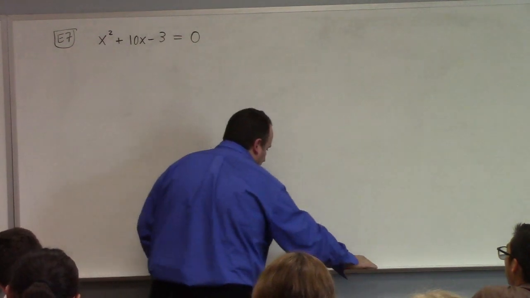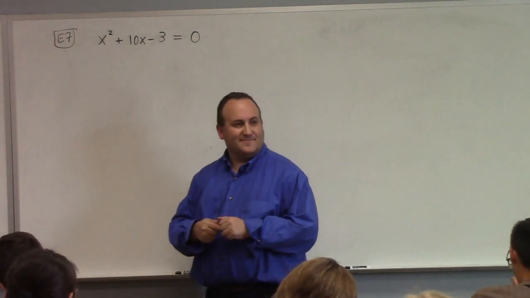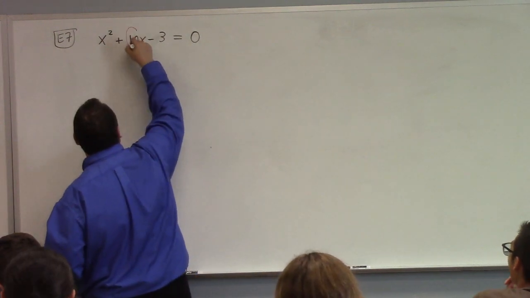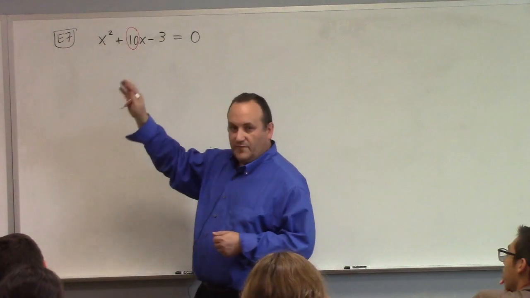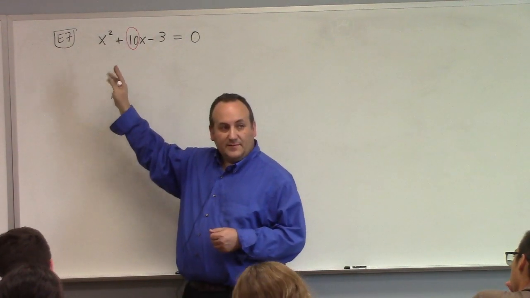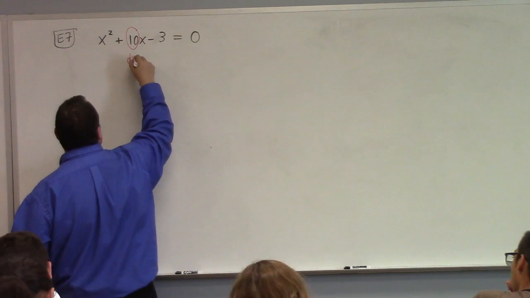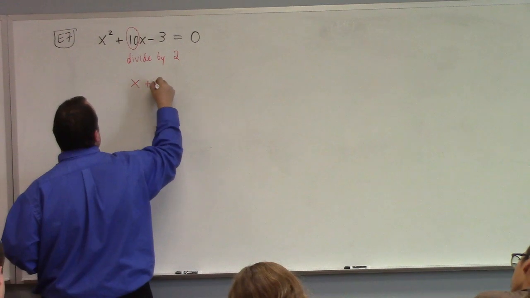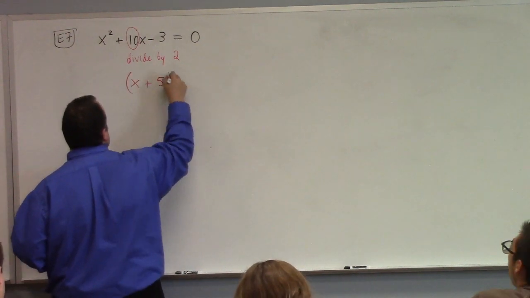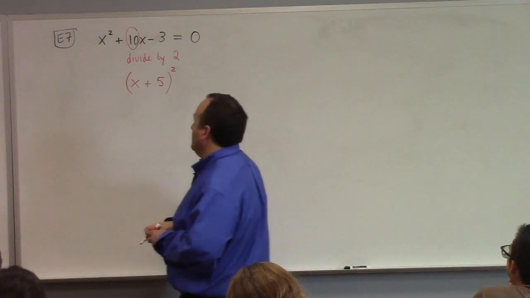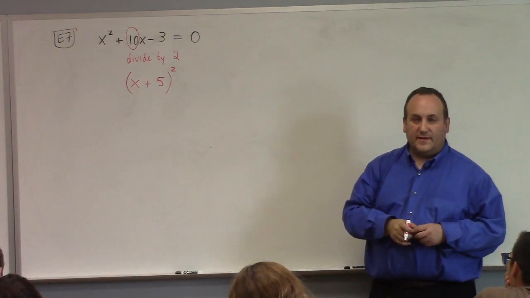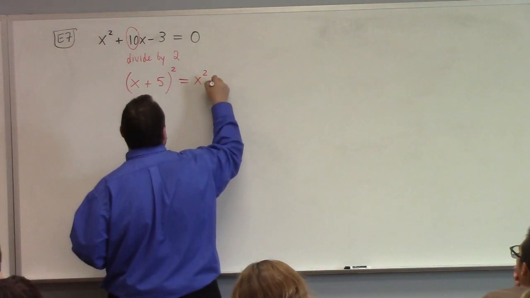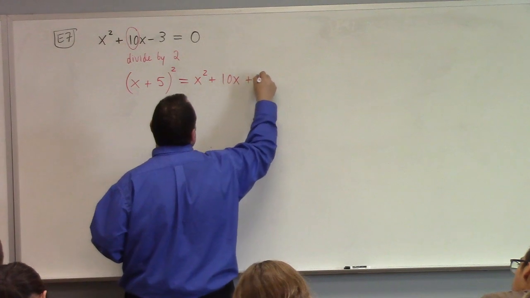So what we do, all right, you take the coefficient of b, the thing that's the coefficient of x, you take that, you divide by 2. And that gives me x plus 5. You take that, and you square it, right? Let's think about this. What is x plus 5 squared? Well, x plus 5 squared is x squared plus 10x plus 25.